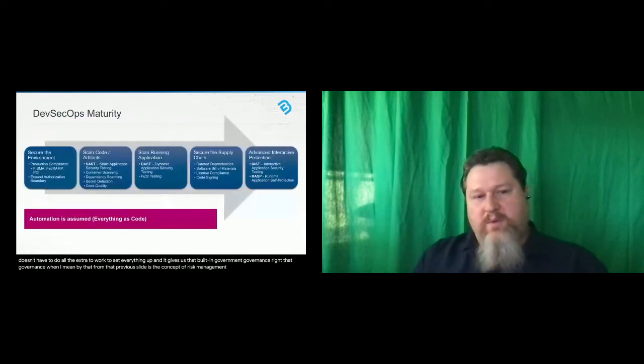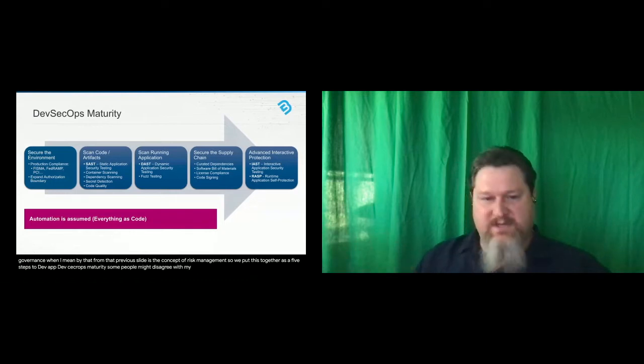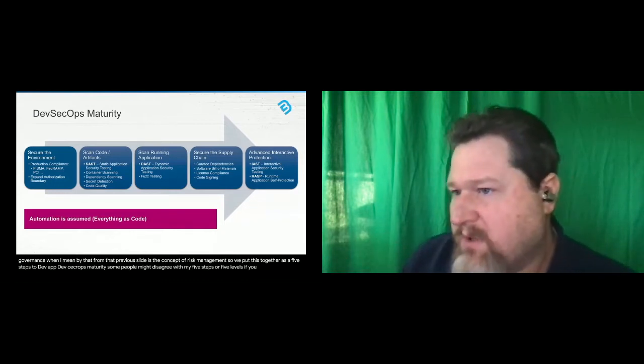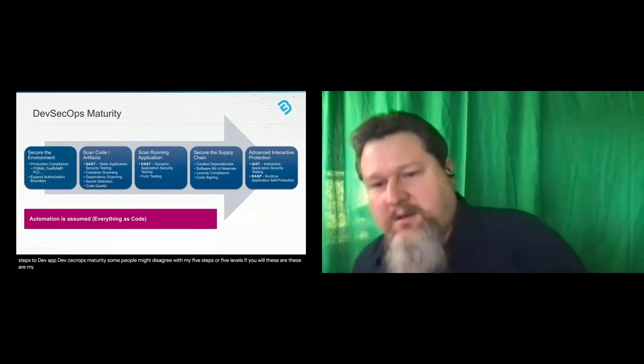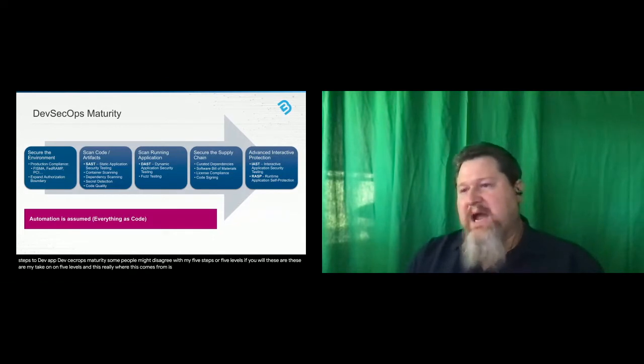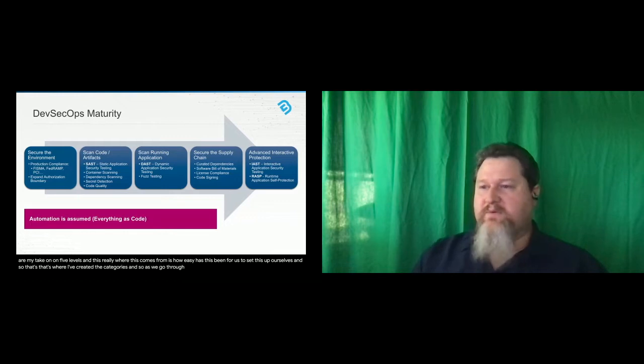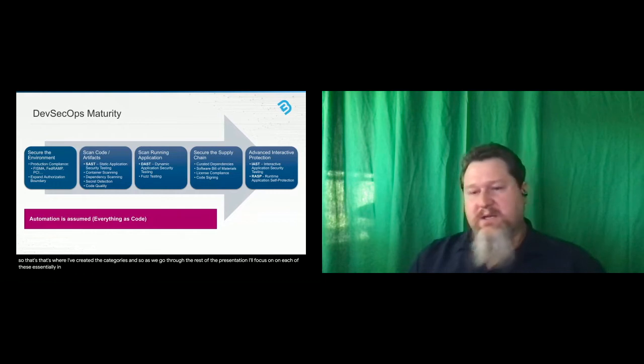So I put this together as 5 steps to DevSecOps maturity. Some people might disagree with my 5 steps or 5 levels, if you will. These are my take. And really, where this comes from is how easy it has been for us to set this up ourselves. And so that's where I've created the categories. As we go through the rest of the presentation, I'll focus on each of these essentially as buckets. But there are also some common themes within them.